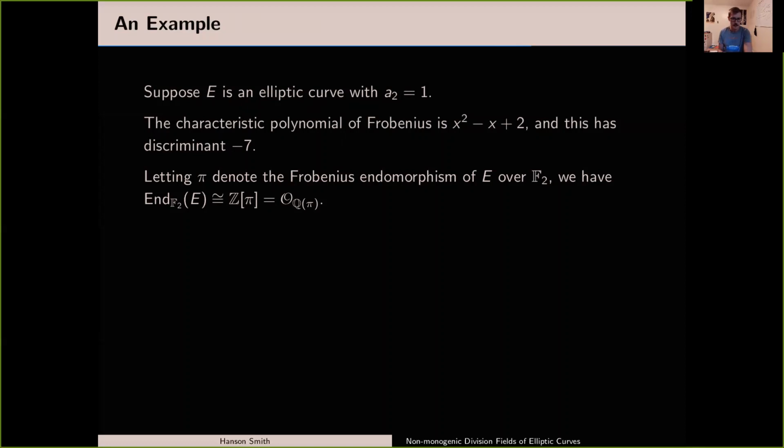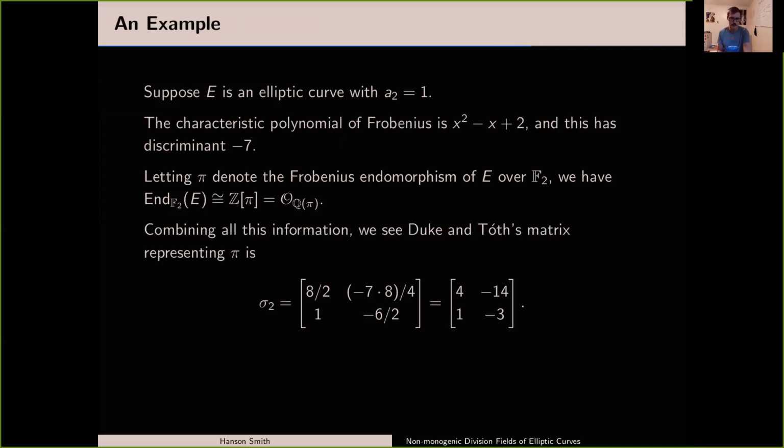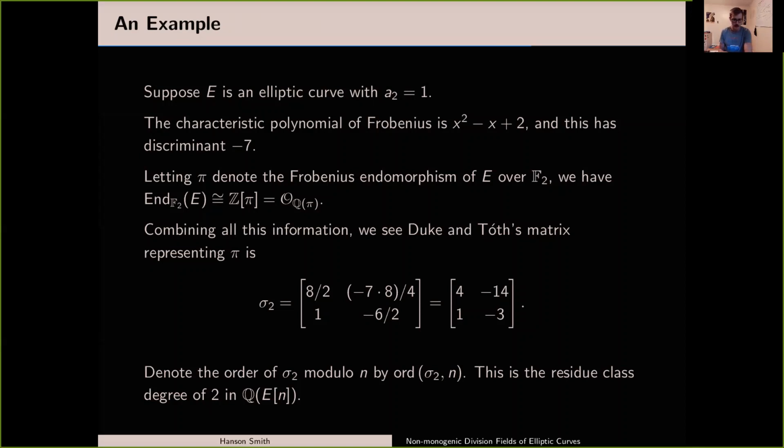Right. And so all this information combines to give me this matrix that represents Frobenius. Awesome. So I want to denote the order of this matrix, mod n, like this. And the order of this matrix, to reiterate, is going to be the residue class degree of 2 in my n torsion field. So this matrix right here, reduced mod n, lets me compute the splitting of 2 in my n torsion field when combined with the degree of my n torsion field over Q.